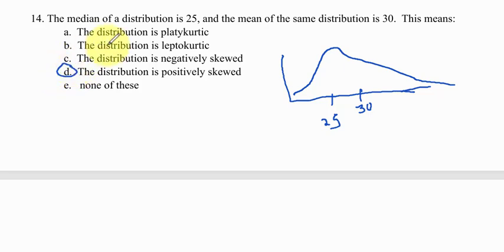The answers are down in the bottom. But this, I hate these questions, right? So pure memorization. Just remember this. If the median is less than the mean, it's skewed to the right, and vice versa. If the median is greater than the mean, it's going to be skewed to the left, or negatively skewed. Okay, moving on.